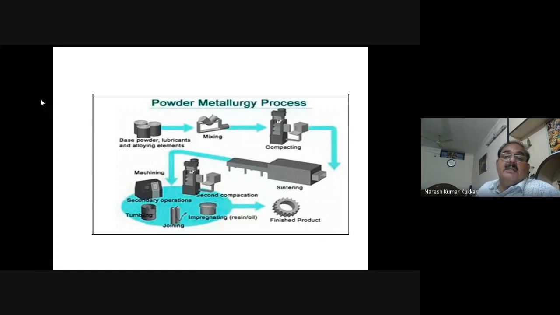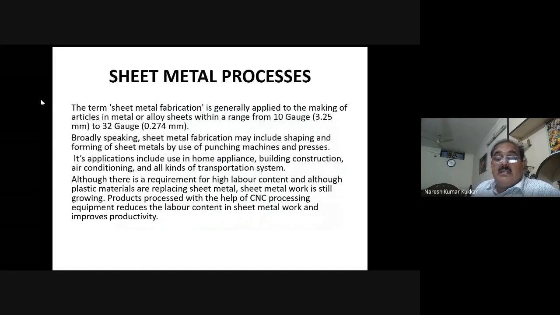Then comes the sheet metal processes. The third process is sheet metal processes. The term sheet metal fabrication is generally applied to the making of articles in metal or alloy sheet with thickness ranging from 10 gauge, 3.25 mm, to 32 gauge. There are various types of sheets, and processing on the sheet to make some product.